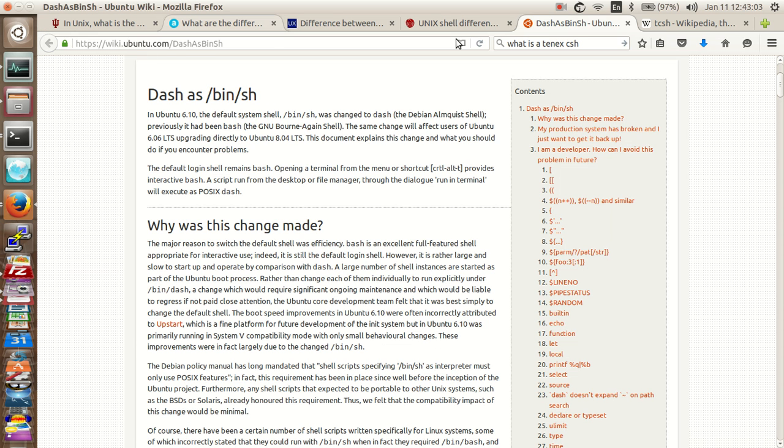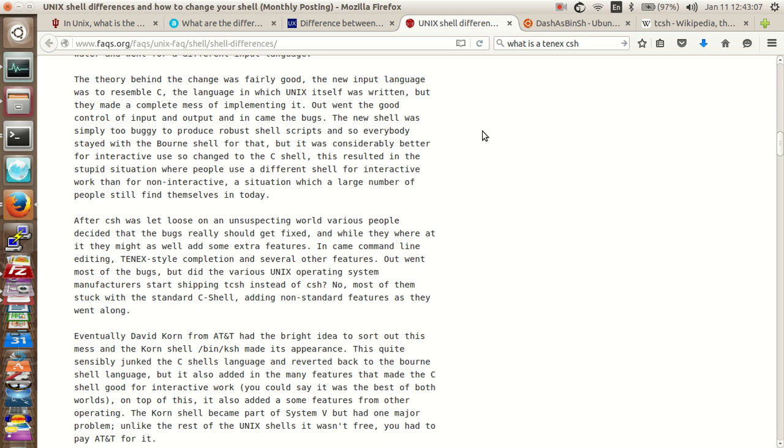So the theory behind this change from the Bourne shell to C shell was fairly good. The input language was set to resemble C, and this was done in Berkeley, by the way. The Bourne shell was simply too buggy to produce robust shell scripts, and so everybody stayed with the Bourne shell for that. But because C shell was better for interactive use on the command line, people used it to talk to the kernel. So C shell was the command line shell of preference. You built your shell scripts and you set the shebang line to bin/sh.